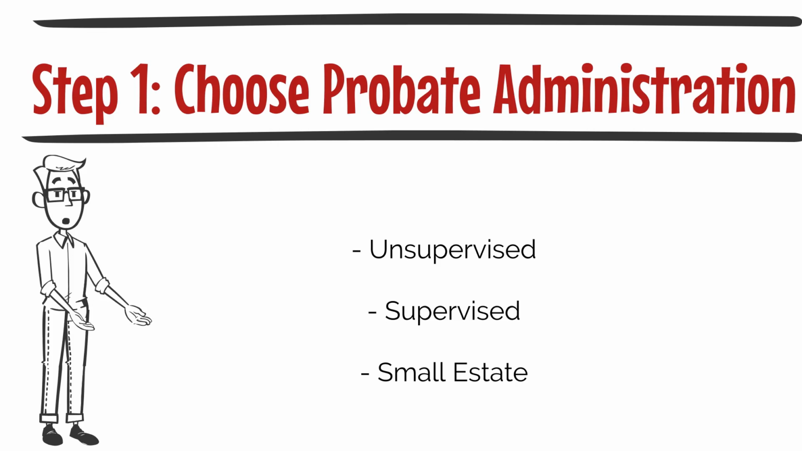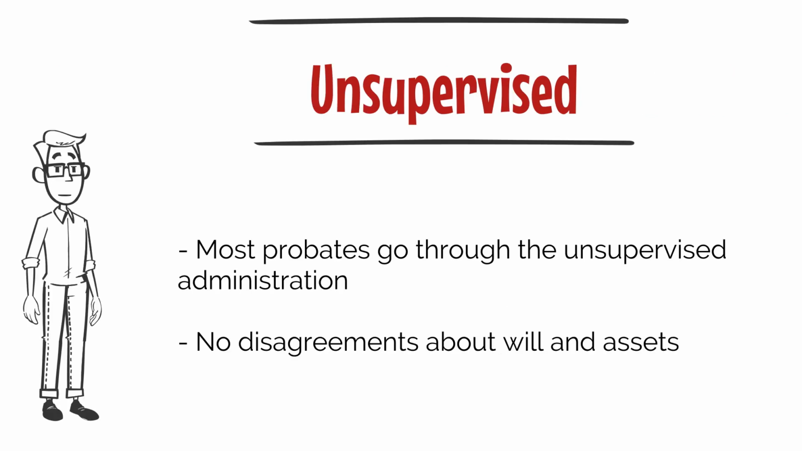Let's look further into the different probate administrations in DC. There are 3 different administrations to choose from: the unsupervised, supervised, and small estate administration. The unsupervised administration is the most commonly used administration. If there are no disagreements about the will and assets, then this is the right administration for you.